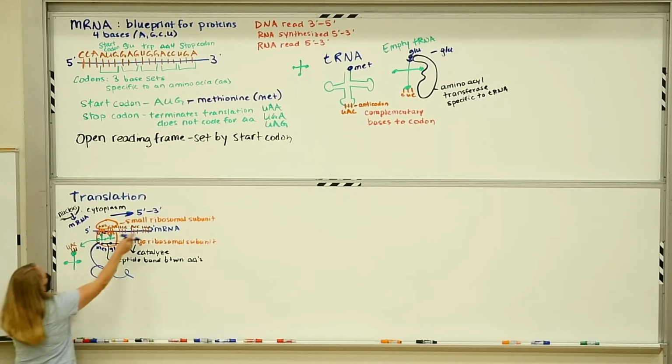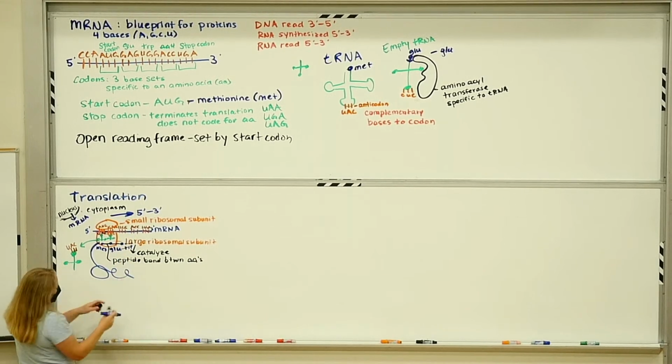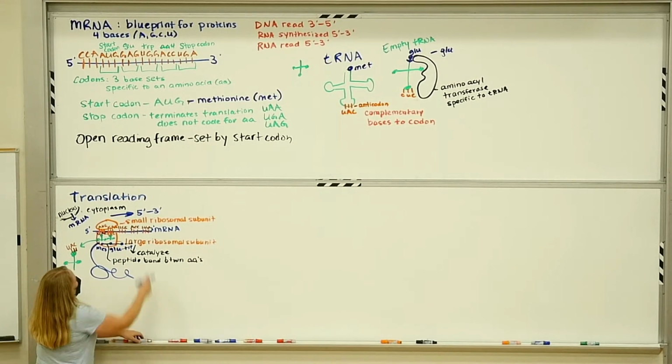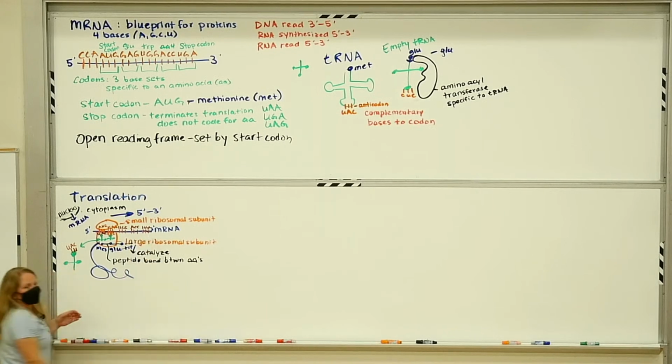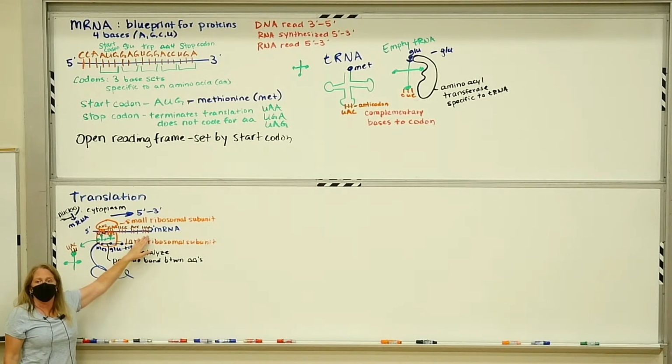You'll just keep moving along doing this, adding more, making this bond, dropping it off the tRNA until you get to UGA. UGA is one of our stop codons, and there is no amino acid that matches this. So no amino acid gets brought in here, and that's a signal for termination.